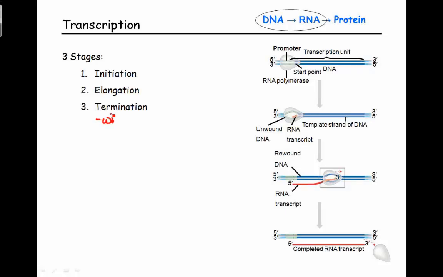Termination occurs when a termination signal is reached. The termination signal is a section in the DNA. So it's a certain stretch of DNA nucleotides. And this tells the RNA polymerase that it has gone far enough. So we only need to copy a small little region of the DNA into a piece of RNA. Now I want to emphasize that the termination signal is not the same as a stop codon. The stop codon is something that stops translation, which will be the next process that we look at. The termination signal is what's going to stop the transcription process.